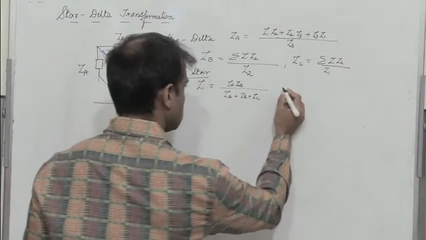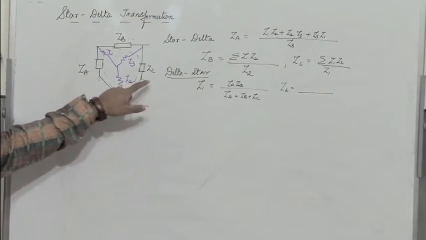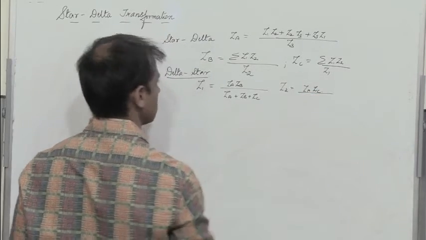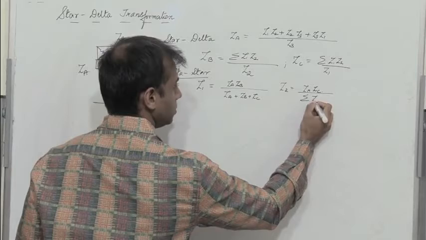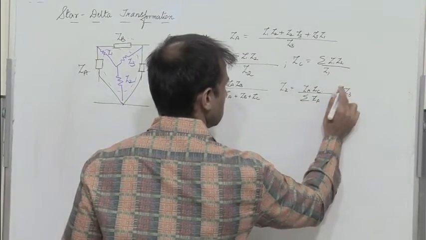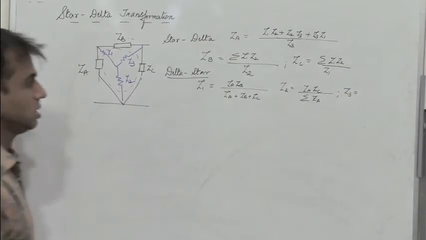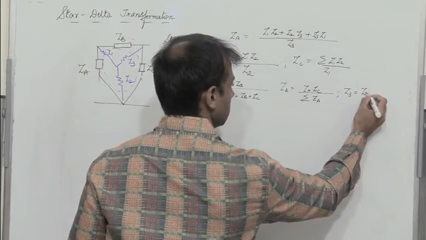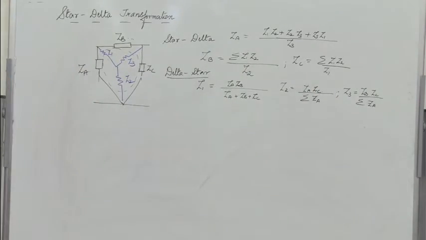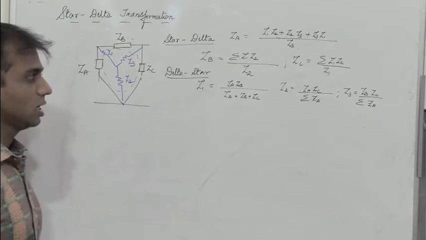So similarly I have Z2. On either side of Z2 I have ZA and ZC, divided by the sum A plus B plus C. And what about Z3? So I have Z3 equal to, on either side I have ZB and ZC, so multiply them divided by the sum, right? So we have the expressions for star to delta transformation and delta to star transformation.